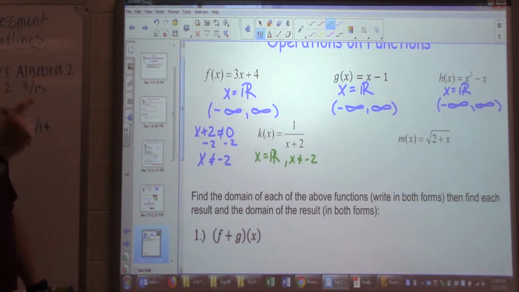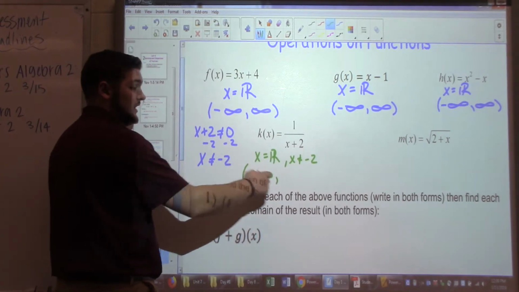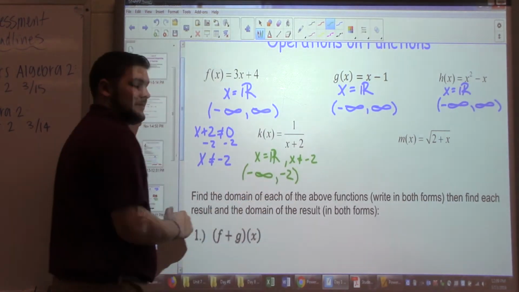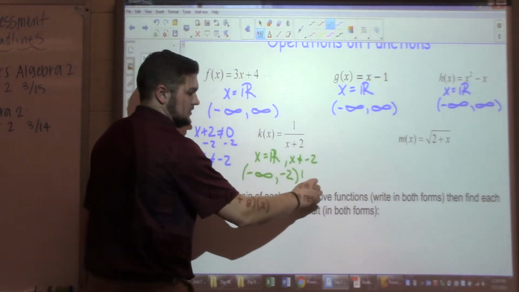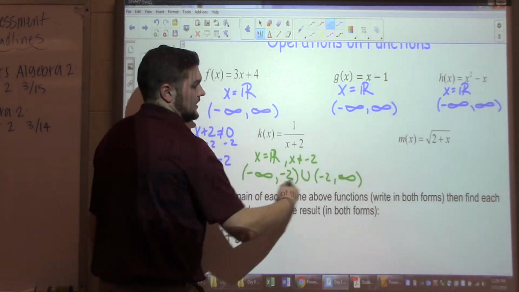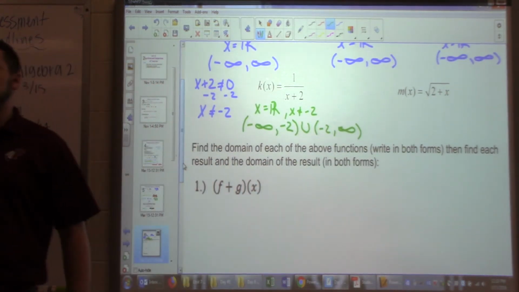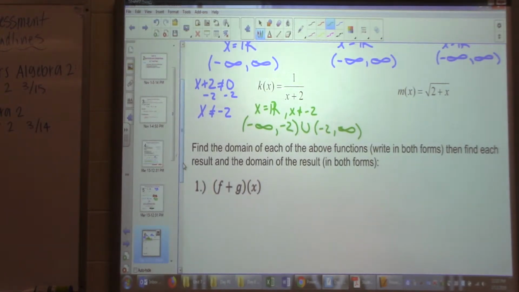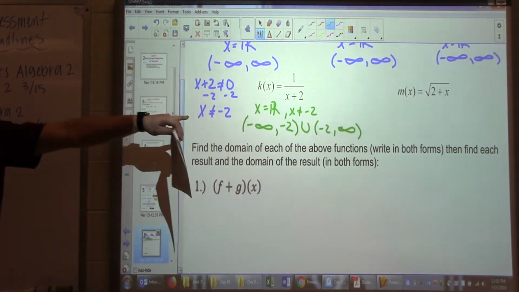My interval notation, however, now is going to be negative infinity to negative 2. But I'm not including it, so I use a parenthesis. It can't be negative 2. Then union, negative 2 to infinity. Basically what our interval notation there is doing is it's skipping negative 2. It's jumping right over it. We're saying go negative infinity all the way up to negative 2, but then jump over it to positive infinity. Okay? Does that make sense?